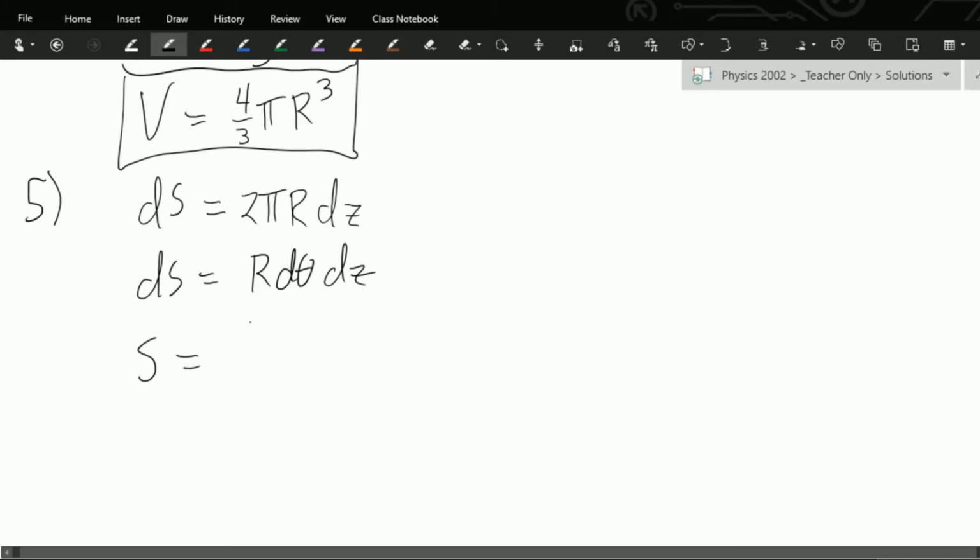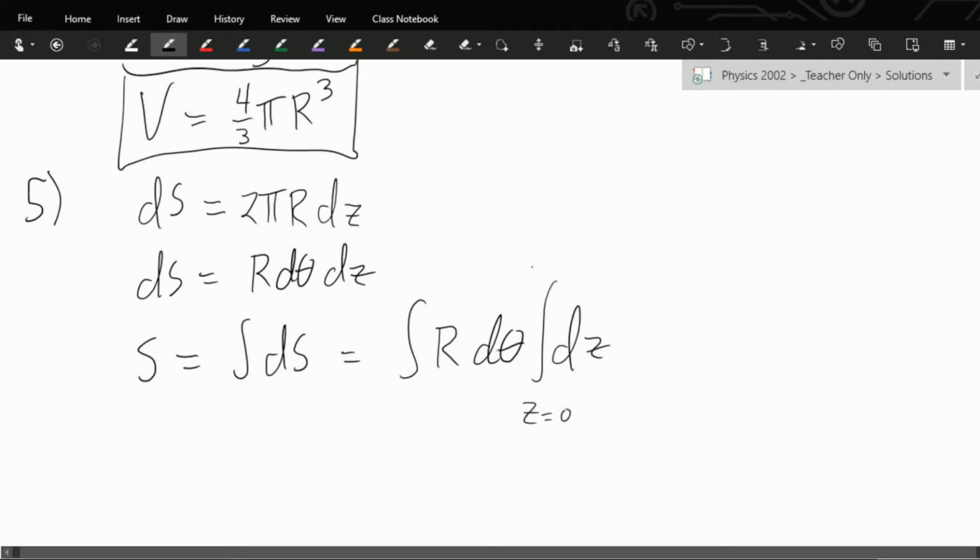So s is going to be equal to the integral ds, which is going to be equal to the integral r d theta times dz, and we have some height of h, so z is going to go from 0 to z is equal to h. Theta is going to go from 0 to theta is equal to 2 pi. And so there's that 2 pi factor that I had here. And then when you do this calculation, you end up finding the surface area of a cylinder is going to be the circumference times the height. So this is going to be 2 pi r times h.